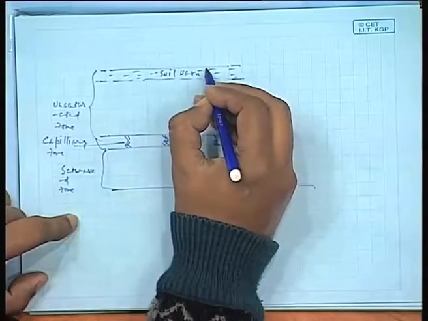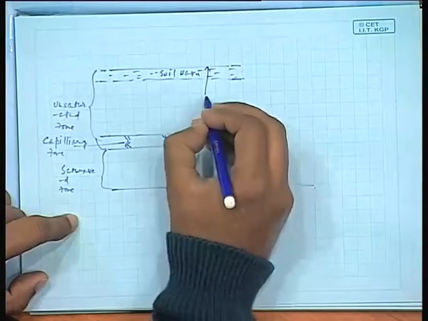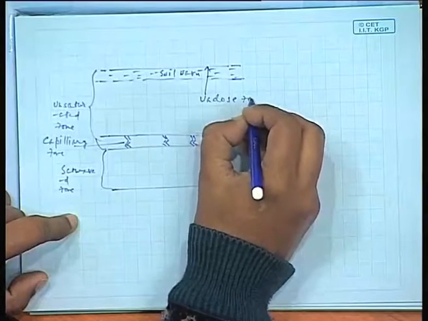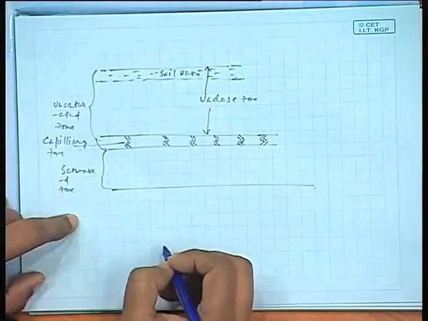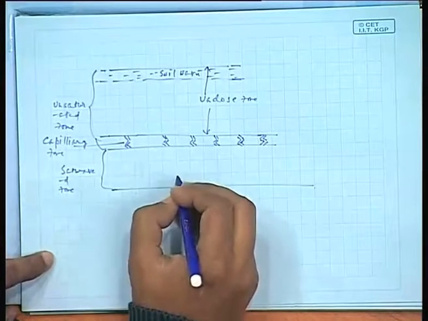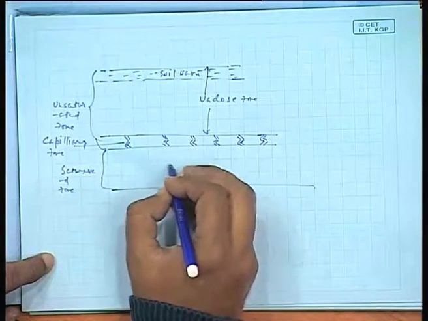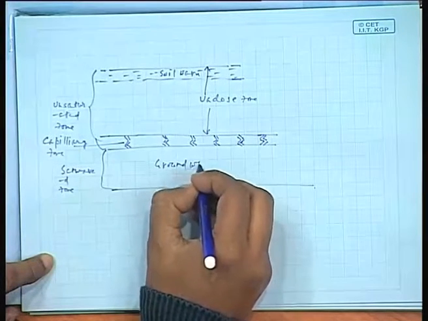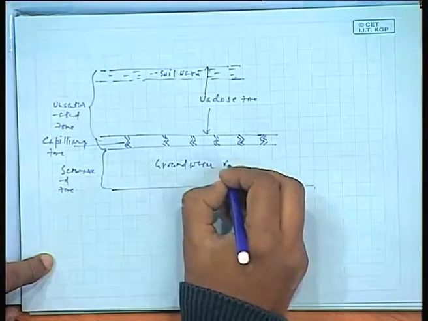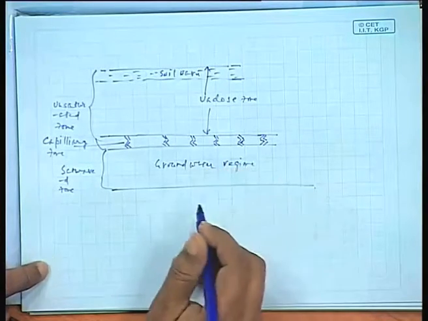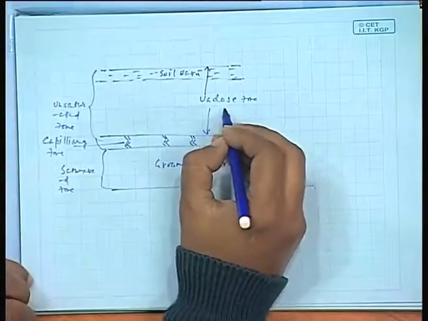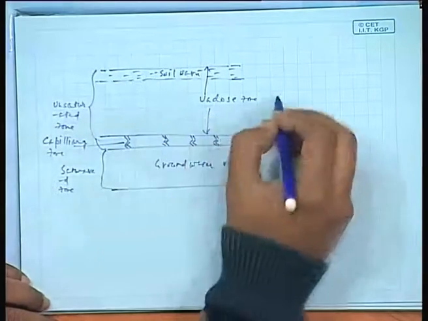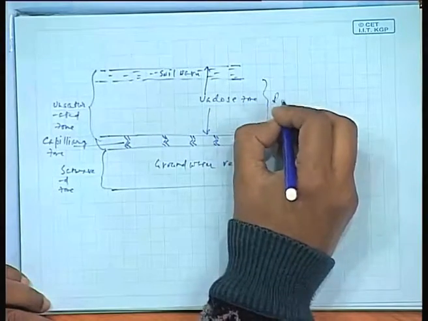This complete zone is known by a typical term we generally call the vadose zone. The vadose zone, and this one is the groundwater, the groundwater regime. The vadose zone is completely unsaturated. This is the vadose zone. These are basically the rock formations.